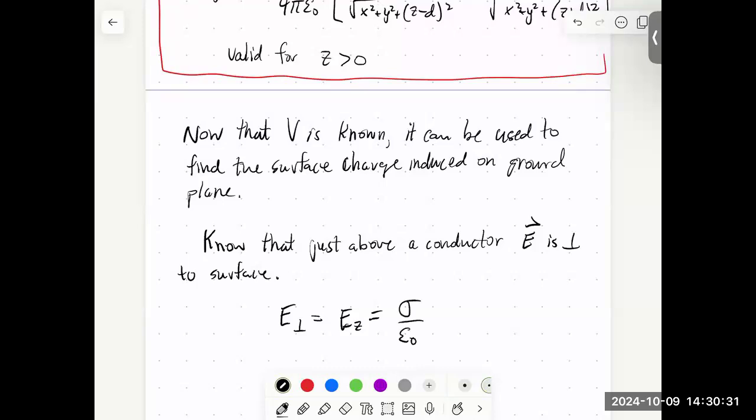Do you remember we did this problem where we used Gauss's law, and we had this charged infinite plane? We used Gauss's law to find the electric field, and it was just proportional to sigma. We're taking advantage of that result right now.